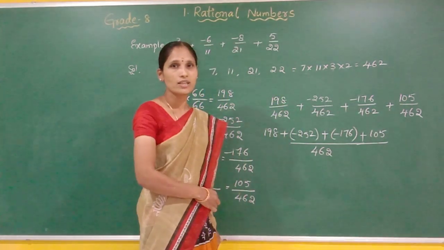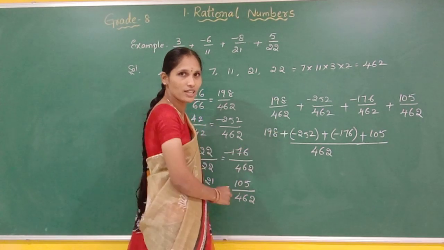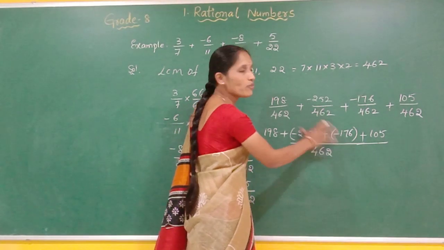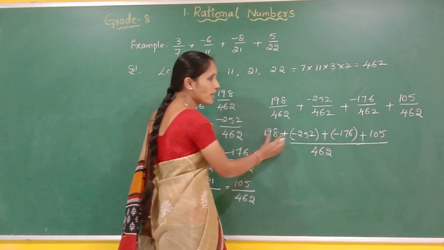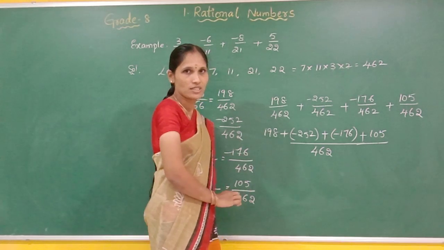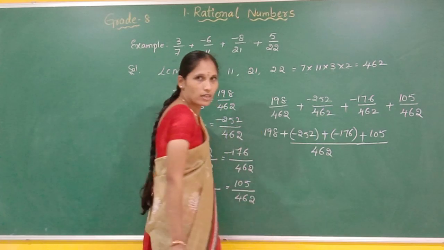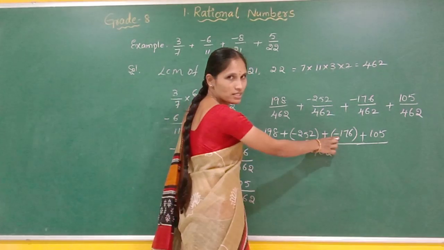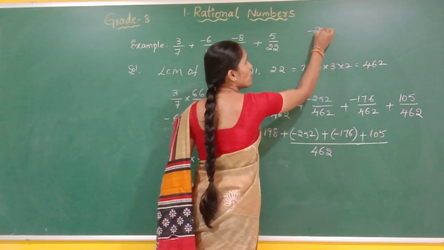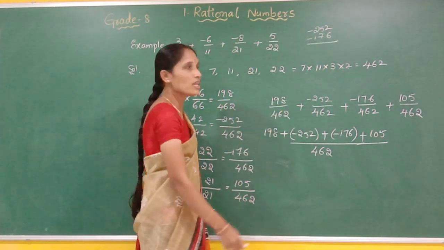Now how to simplify? Do you remember how to simplify integers? Yes, the same rules we will follow here. Add these two numbers first, because these two are negative integers. Then we add 198 and 105, because these two are positive integers. At last we subtract. Okay, observe that. First add these two numbers because these are negative integers. Minus 252 minus 176. What is the sum?